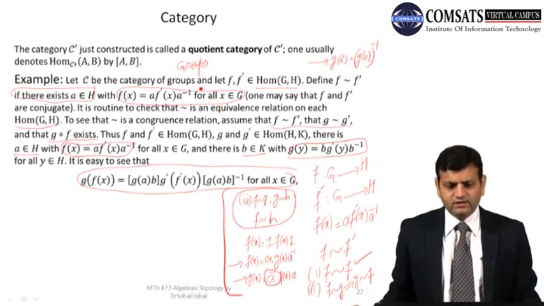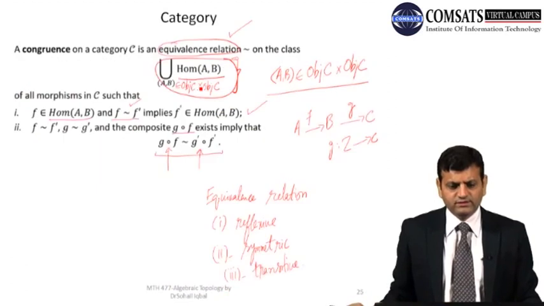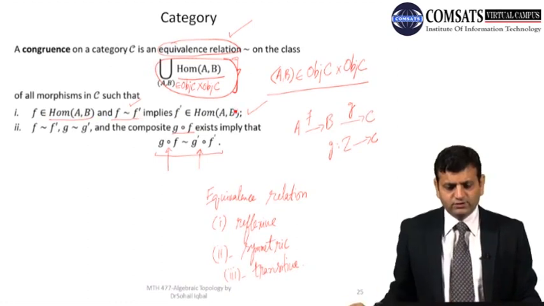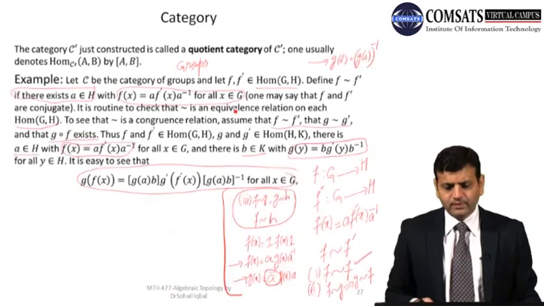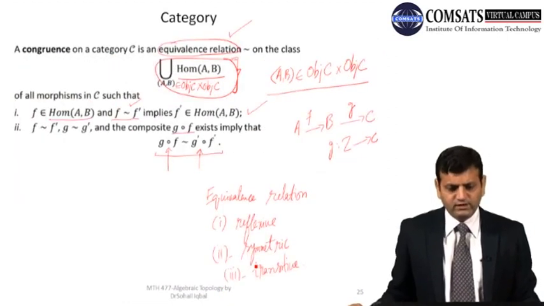Now let's see the definition of the congruence, and what we need to show here. The first condition is: if F belongs to hom(A, B) and F is related to F prime, then F prime belongs to hom(A, B). This is very simple, because if F is related to G, then G is related to F, and if F is a morphism from A to B, then F prime is also a morphism from A to B. So this condition is very simple to see.